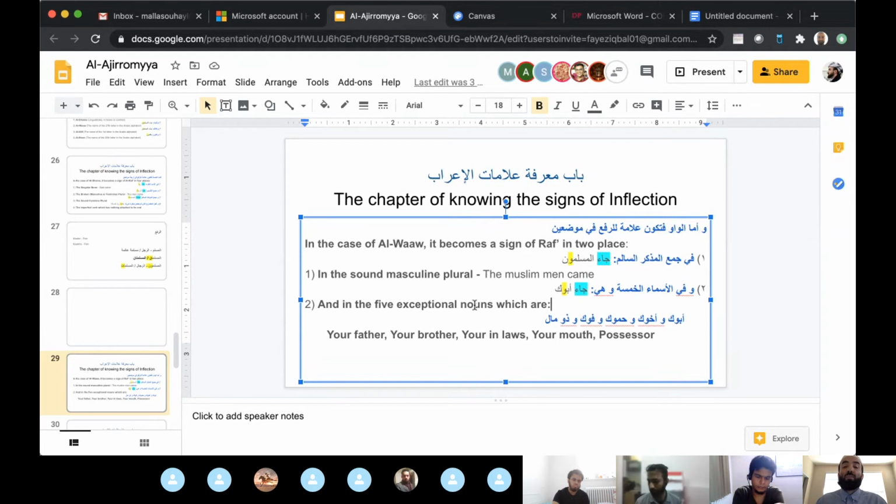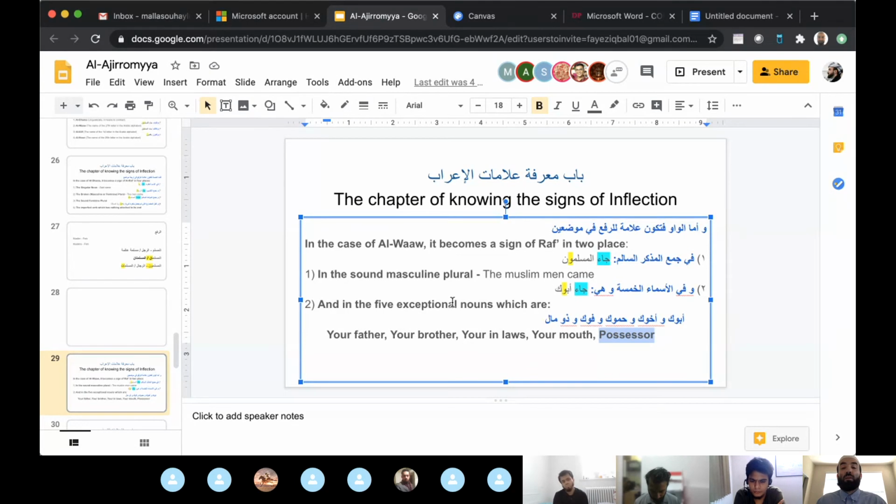So with the 5 exceptional nouns, as I said, they do not follow the default position of nouns, and their inflection is with letters and not diacritical marks. And because their inflection is with letters, waw becomes a sign of rafa for them. Those 5 nouns are abuka, your father; akhuka, your brother; hamuki, your in-laws; fuka, your mouth; and dhu, possessor. So these 5 nouns in Arabic have inflection with letters, not diacritical marks.